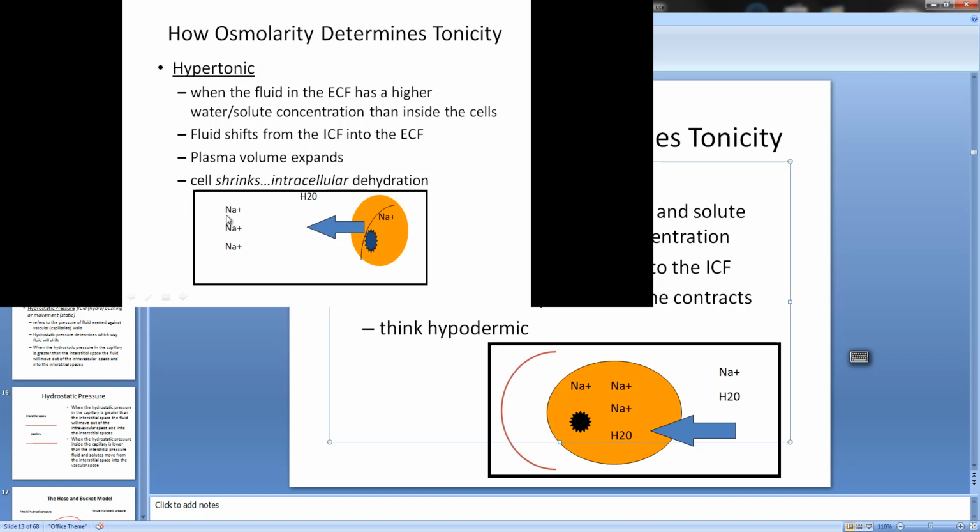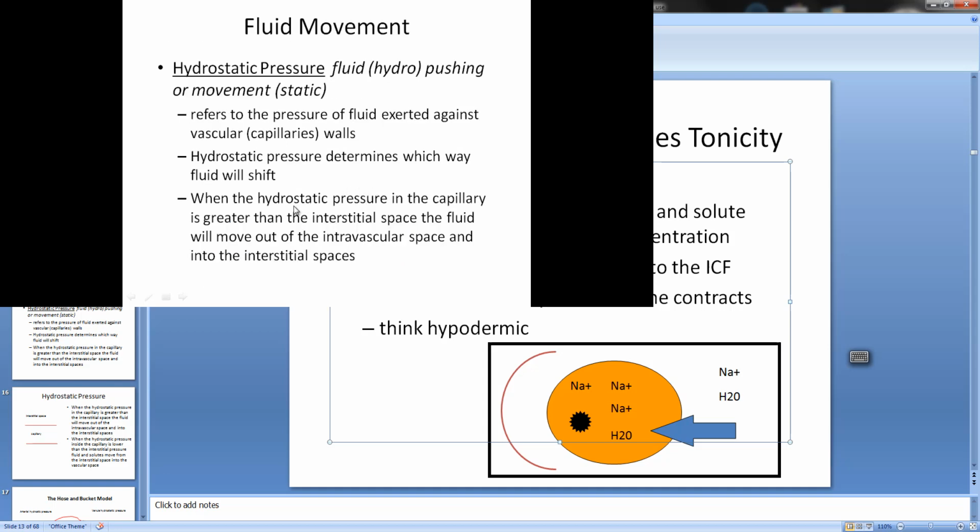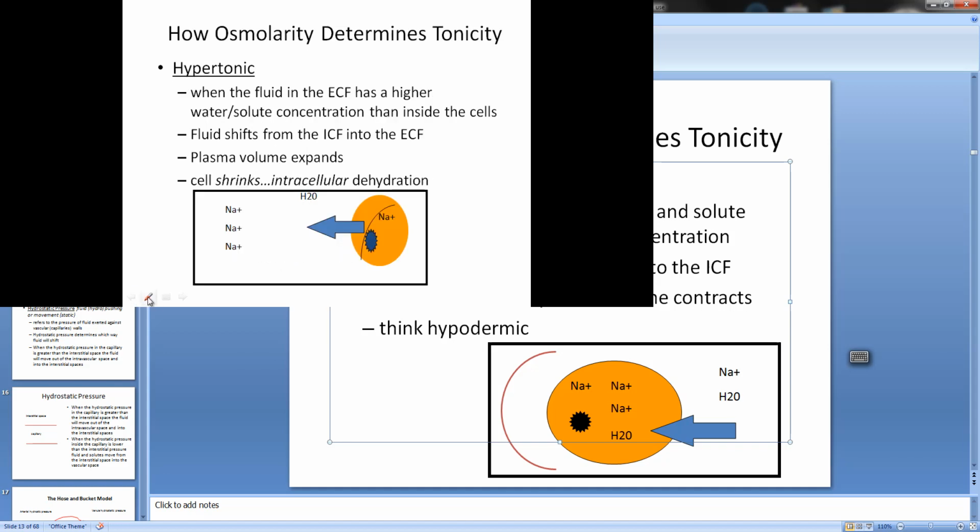In this case, because there's more solute in the ECF, water will move out of the cell.